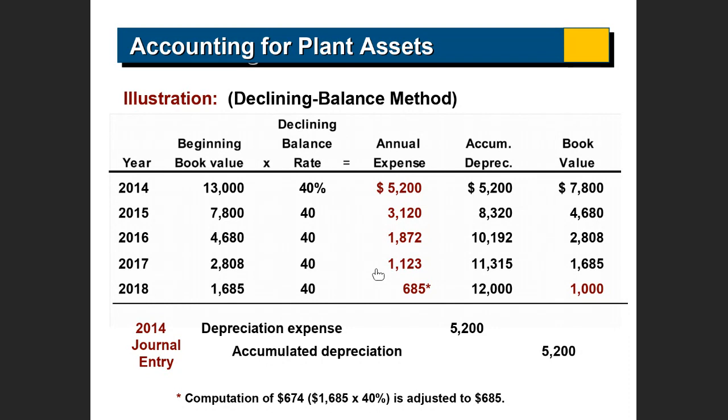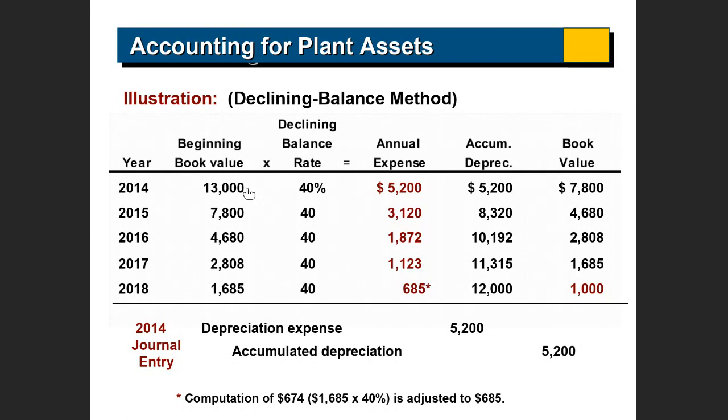No, the idea of declining is if you look at the annual depreciation expense, it declines. It goes down and down and down. It is reducing every year. See, we are taking 40% every year, but of a different value. The book value, remaining value, is reducing because the depreciation is subtracted from the original book value.